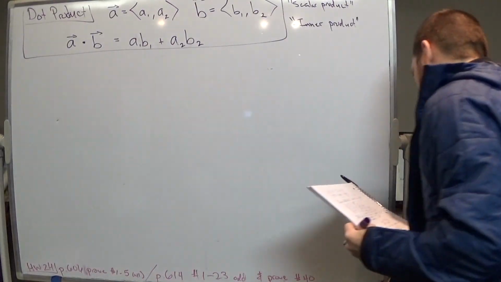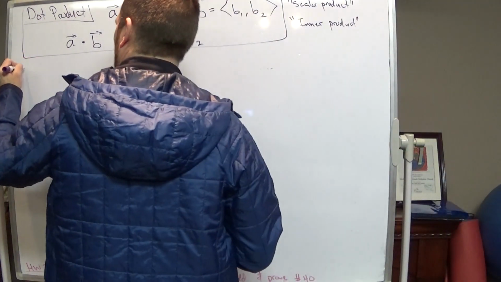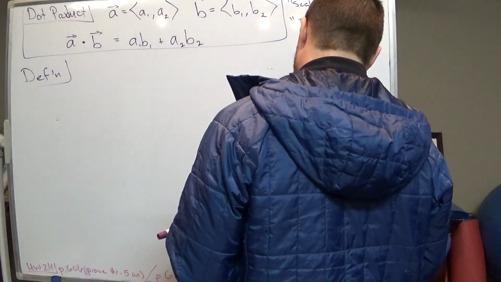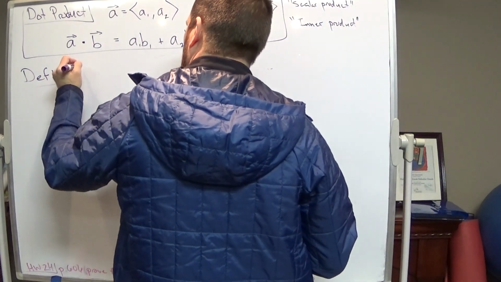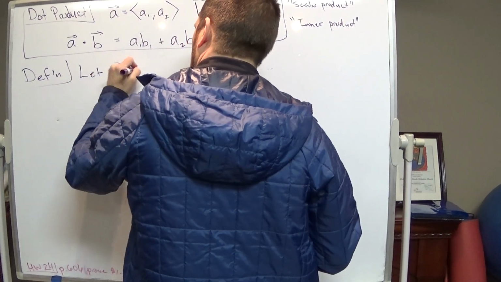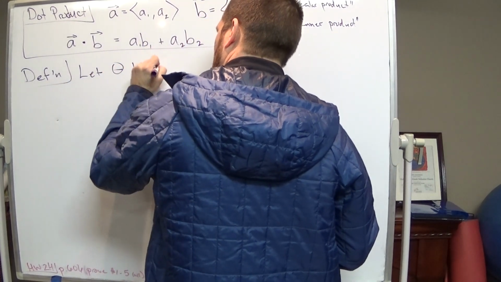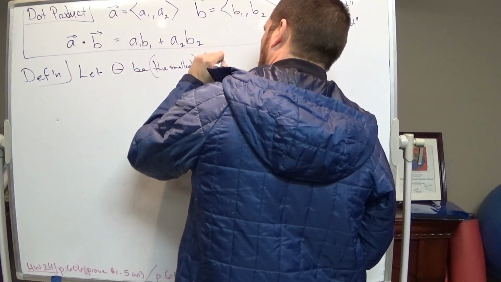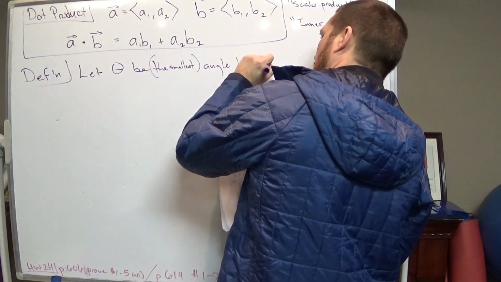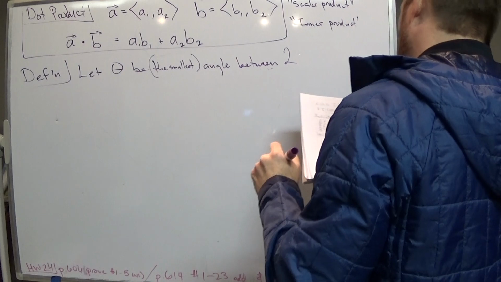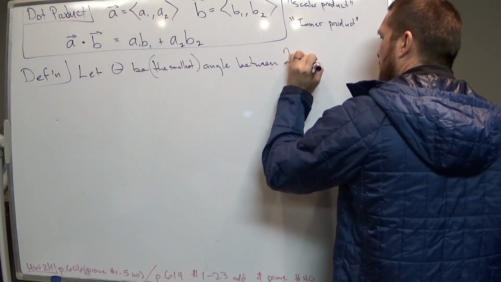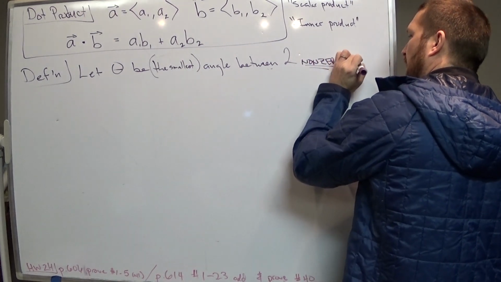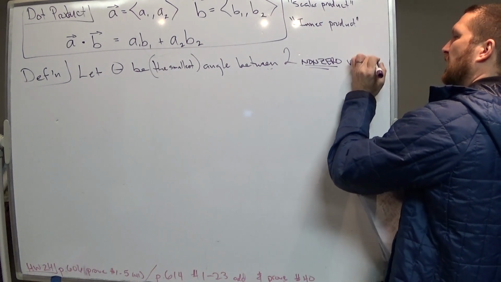Okay, ready. Here's a definition. Let theta be the smallest angle, in parentheses because I don't think your book says the smallest, angle between two, and this is very important, non-zero vectors. Let's call them A and B.